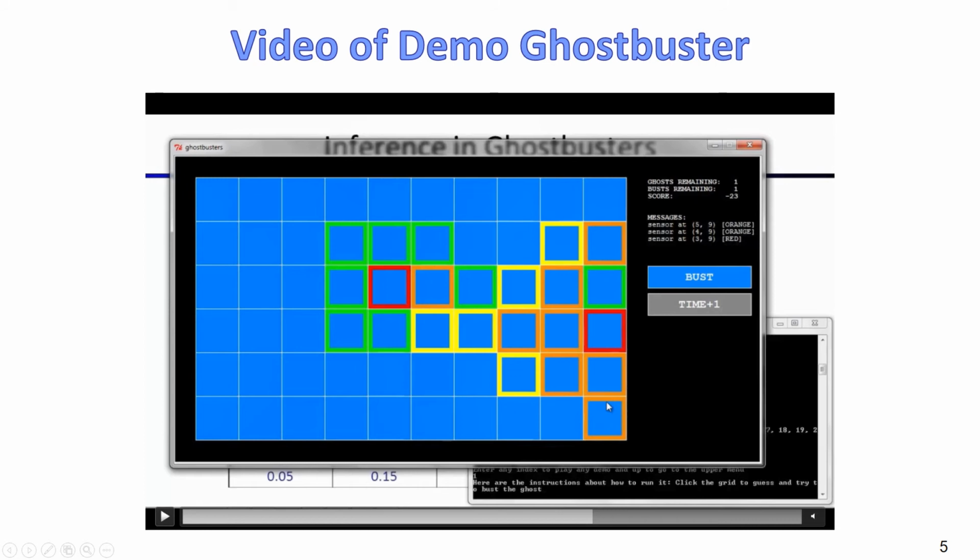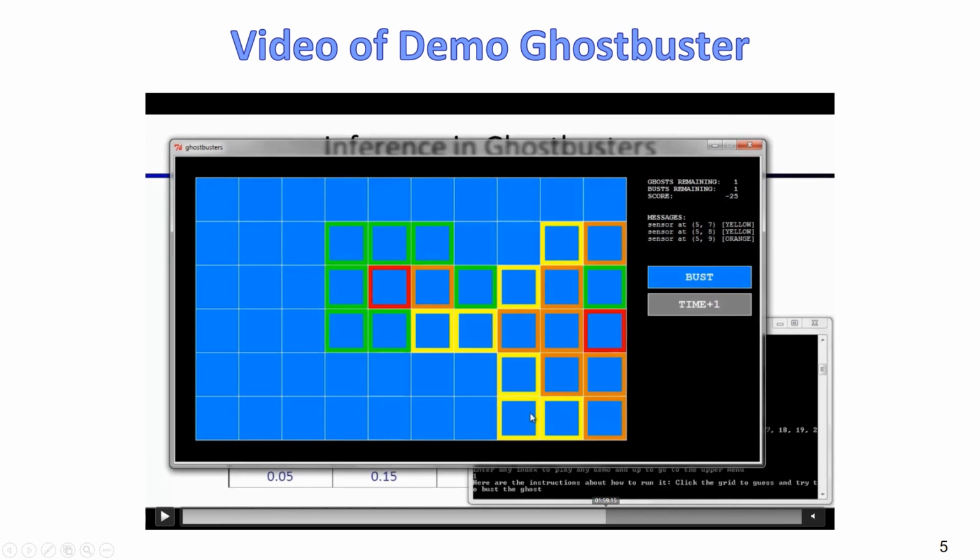Especially that we are almost surrounded with all oranges except this one green, which can happen, of course, with low probability. Okay, so our belief that the ghost is here is higher than here. And probably if we model it right, then the probability here is really high, because there is a lot of evidence that says that the ghost most probably is here.